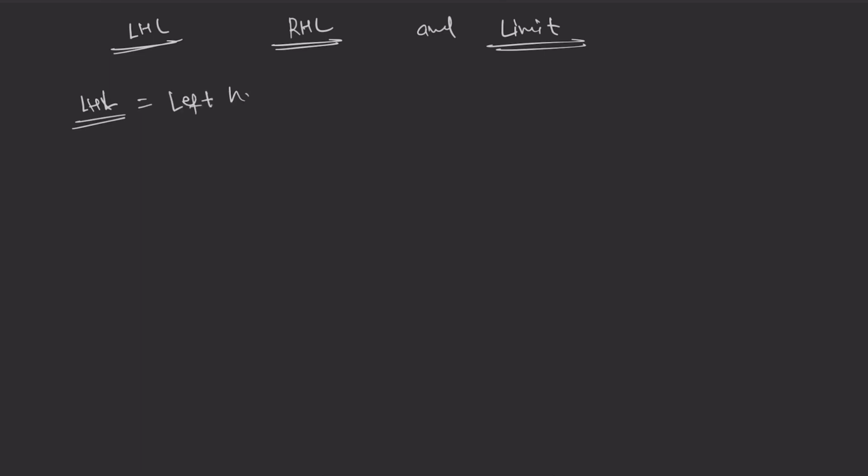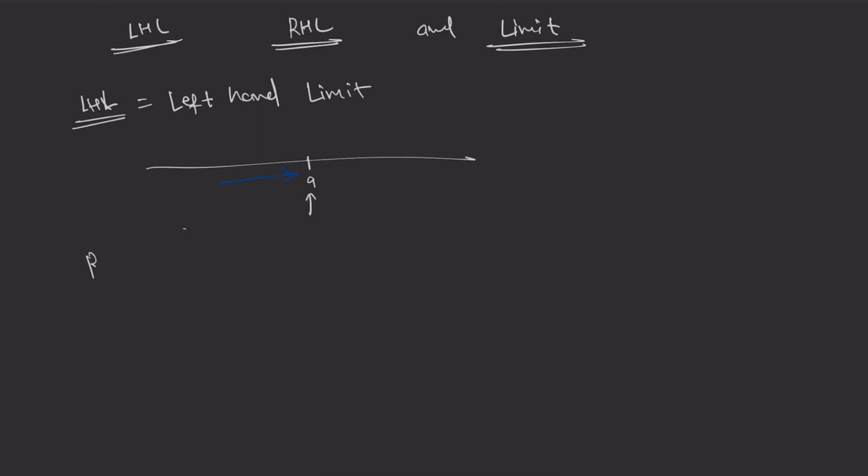So in the last lecture we learned about LHL, RHL and limit. I will repeat one more time what LHL and RHL are. LHL is left hand limit. That means if we want to find the limit at A and we approach from the left hand side, then this limit is called the left hand limit.